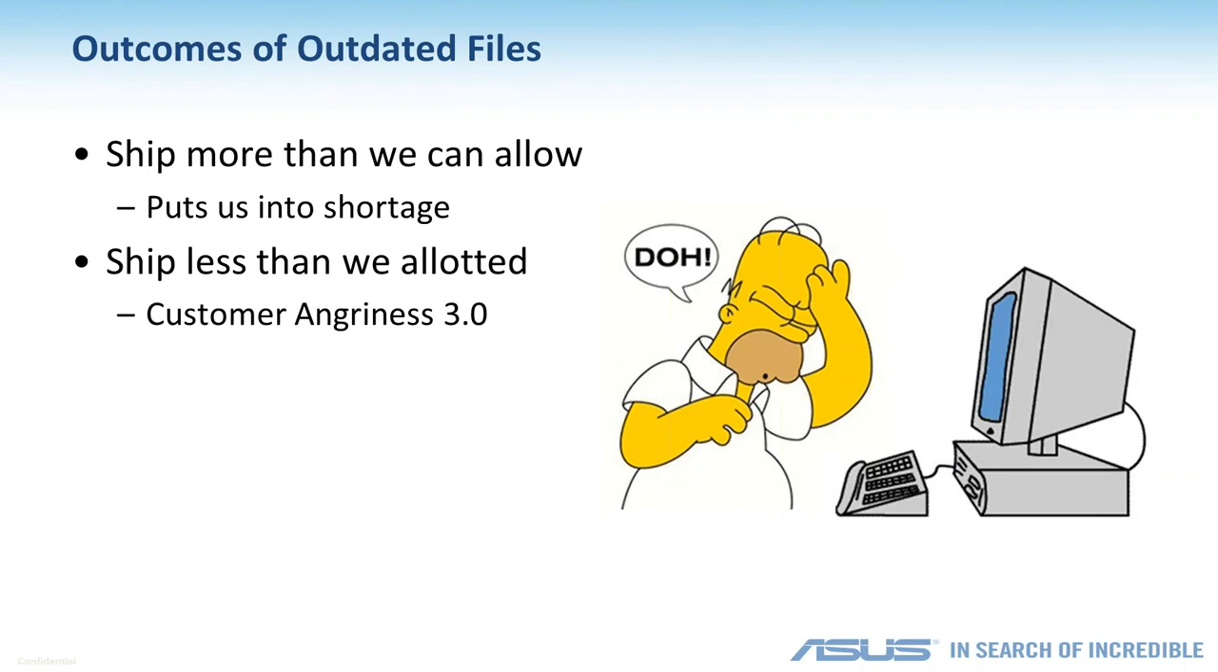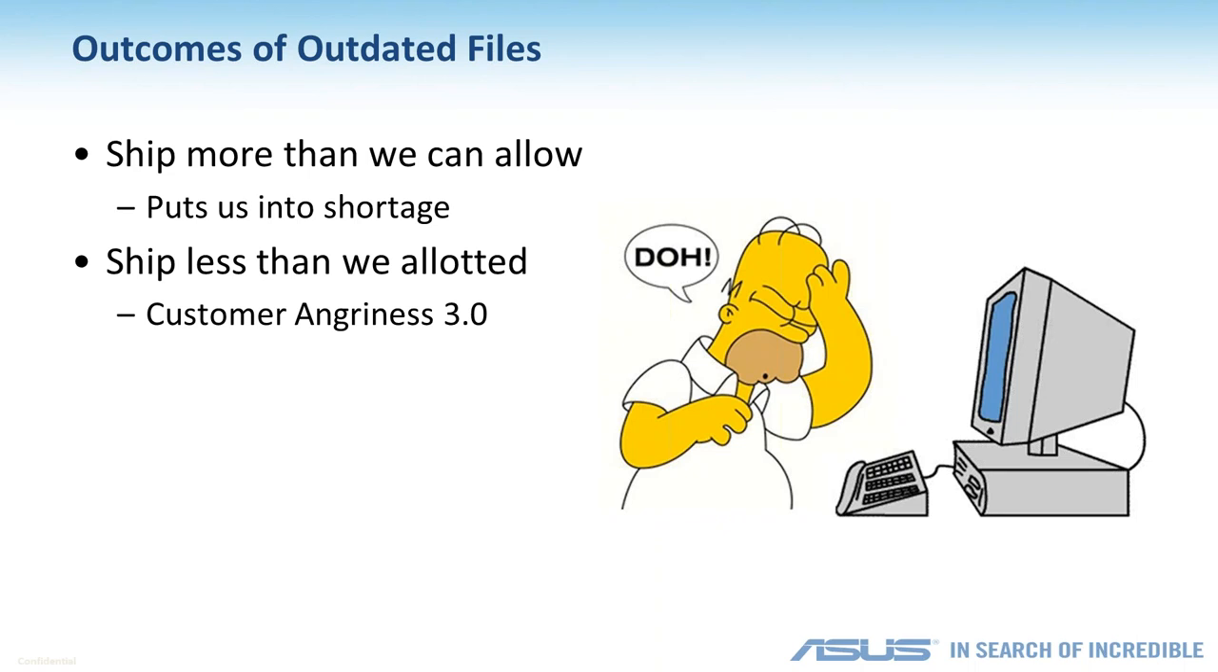In addition to this, some people were just using files that weren't the most up to date, especially when you have pretty short notice upside requests. So you end up having people who have a sheet that might be a week old and they're not quite aware of it, and they end up shipping more than we can allow, which put us into shortage, which is an issue of now we don't have enough supply for everyone else who wanted it. And now everyone's just fighting for whatever's left.